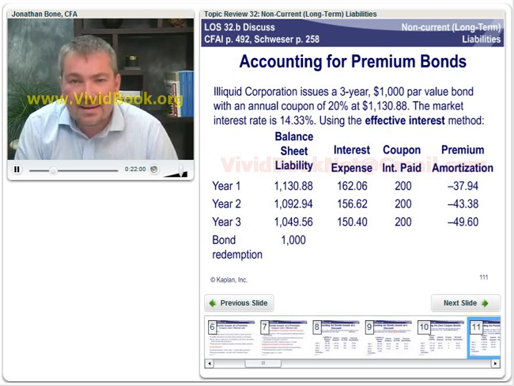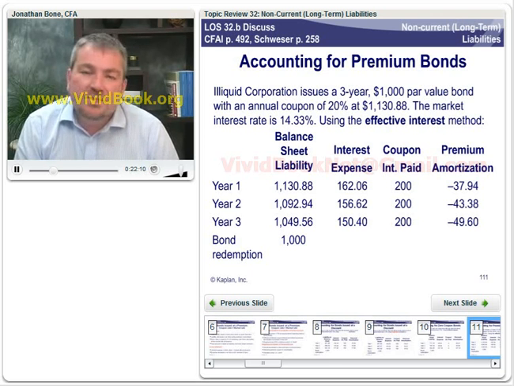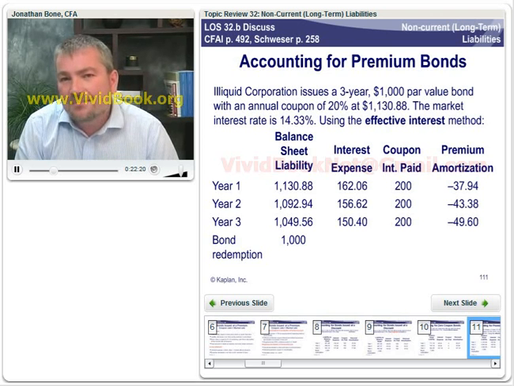Now again, if you didn't want to do the numbers numerically, you could use the calculator by using second function and amortization, remember. So notice when the bond is issued, up goes cash by 1,130.88, and of course we record a liability at 1130.88. The interest expense is of course 14.33% of that opening liability, giving us 162.06.